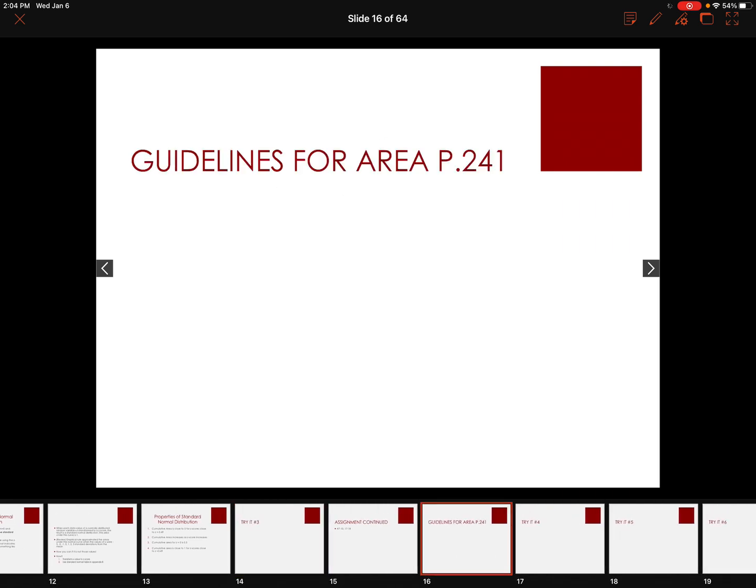Okay, so here's how you're going to find the area for each situation. Number 1, if it asks you to the left of a z-score, that would be this direction. Well, coloring from left to right, I should get closer and closer to 1. To the left, I can take it as is on the chart.